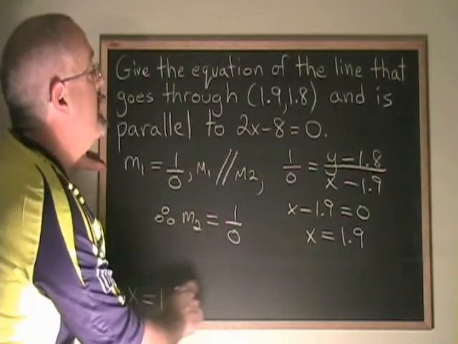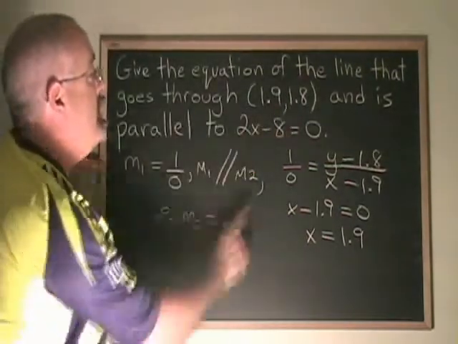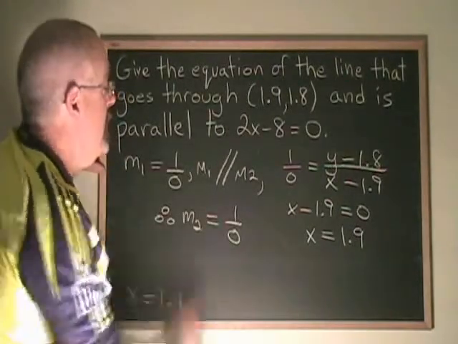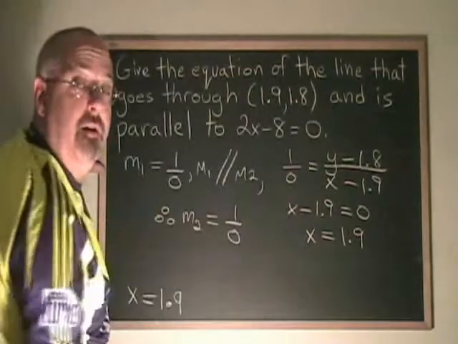The equation of the line that goes through (1.9, 1.8) and is parallel to this line is x equals 1.9, and I have found a way to justify it and show my work.